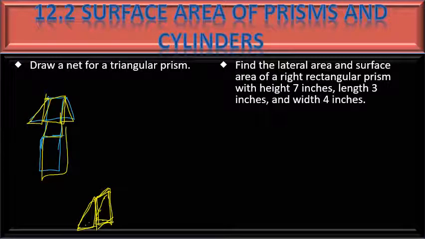Find the area and surface area of a right rectangular prism, height 7 inches, length 3 inches, and width of 4 inches.